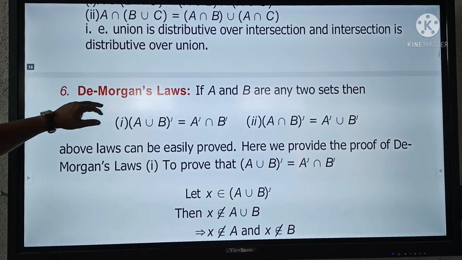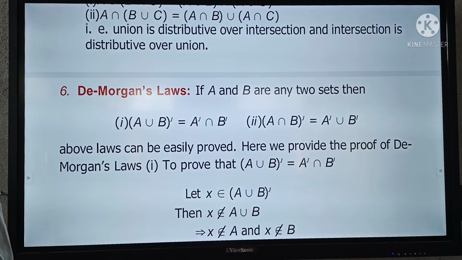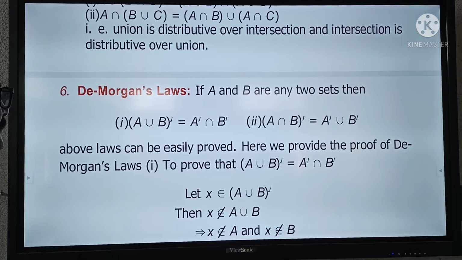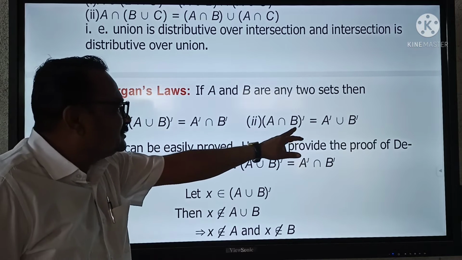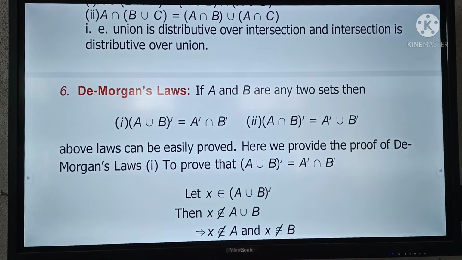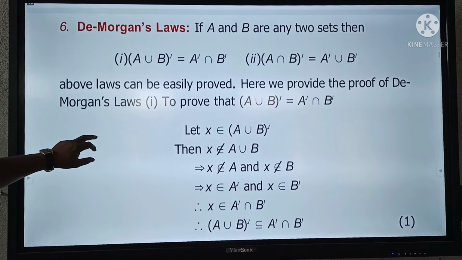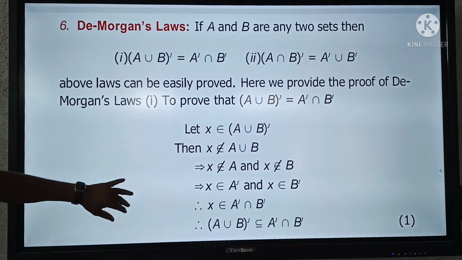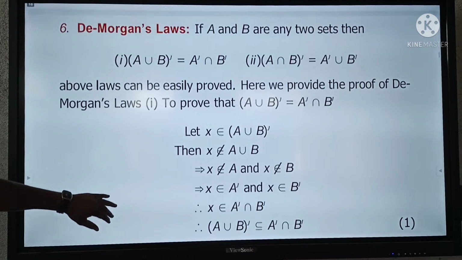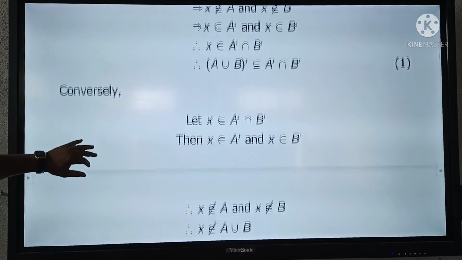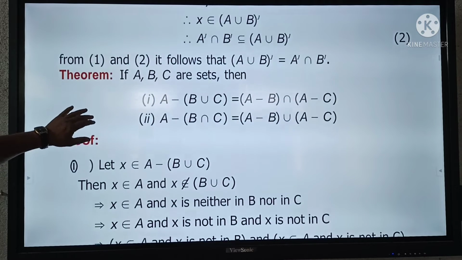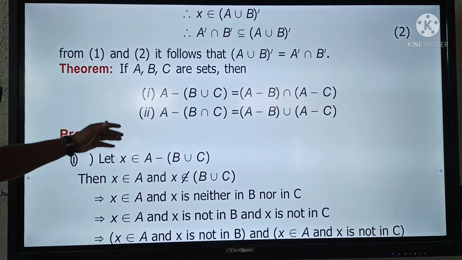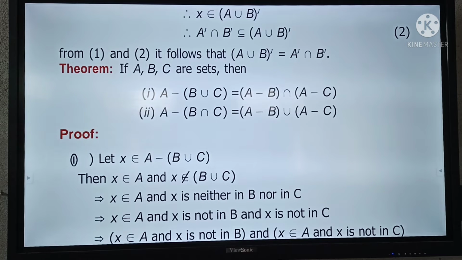So associative law, distributive law. De Morgan's laws are important. If A and B are any two sets, then the complement of A union B is A complement intersection B complement, and the complement of A intersection B is A complement union B complement. The above laws can be easily proved, and here we provide proofs of De Morgan's laws. It is not necessary to learn the proofs. Only remember the De Morgan's laws for union and intersection. Proofs are not important, so only see the statements of this theorem.